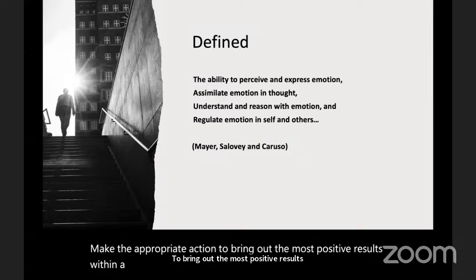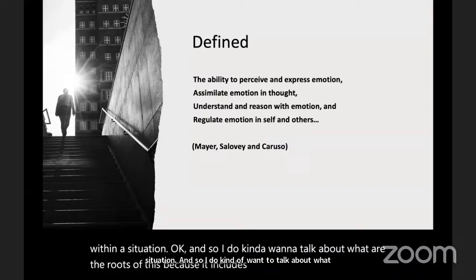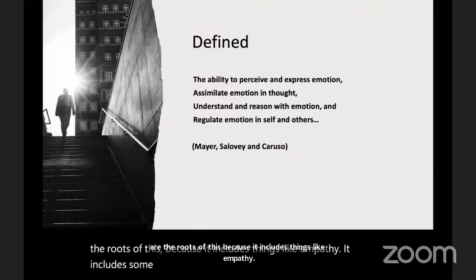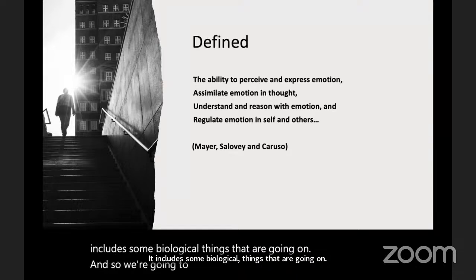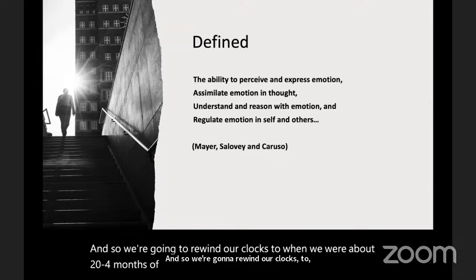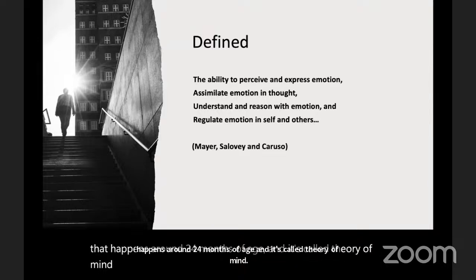Okay. And so I do want to talk about what the roots of this are, because it includes things like empathy. It includes some biological things that are going on. And so we're going to rewind our clocks to when we were about 24 months of age. Okay. And for humans, there's a unique thing that happens around 24 months of age, and it's called theory of mind. All right. So, what is theory of mind?